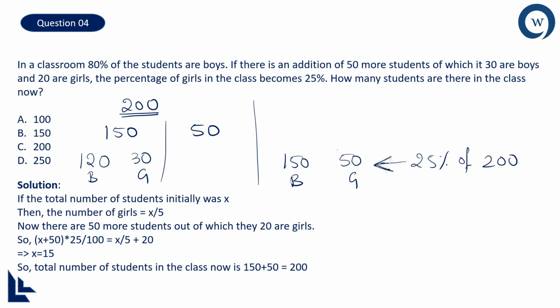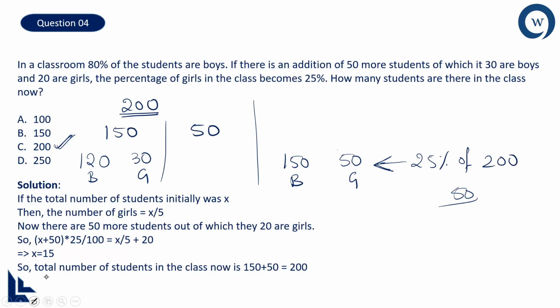And if this is becoming equal, then 200 is the answer. So the answer is yes, 25% of 200 is 50. And that is the number of girls right now. So the answer is 200 straight away. I hope the shortcut method was useful to all of you.